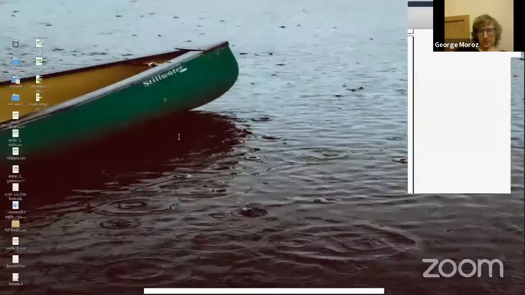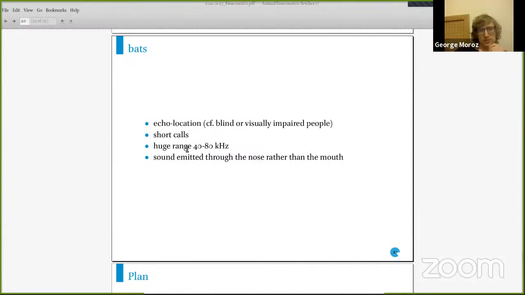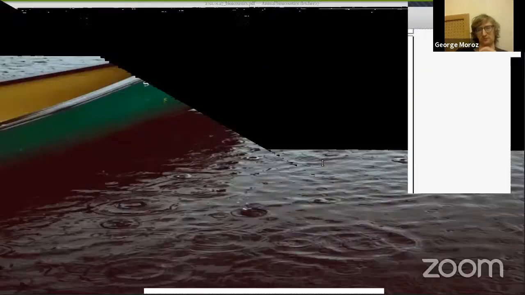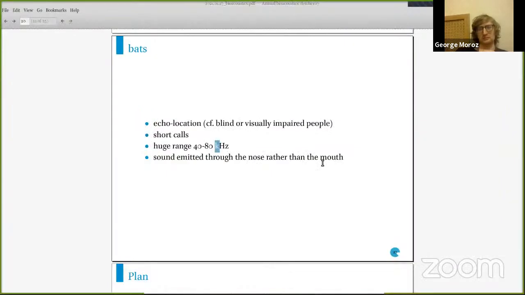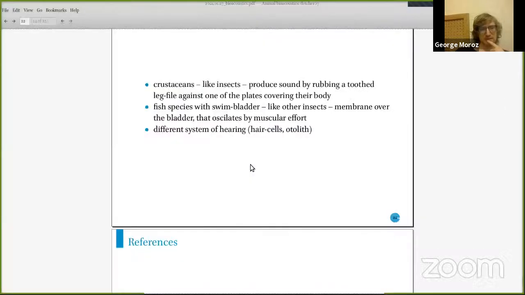They are drastically short calls, huge range. So you see 40, 80 kilohertz. Kilohertz, this is important. So this is 40,000 hertz and 80,000 hertz. But I think that we've seen even a lower value, like 30 kilohertz or something. And another nice feature about bats is that it looks like they emit their sound through the nose rather than through the mouth. People can do the same, but not so loud. So that's about bats.